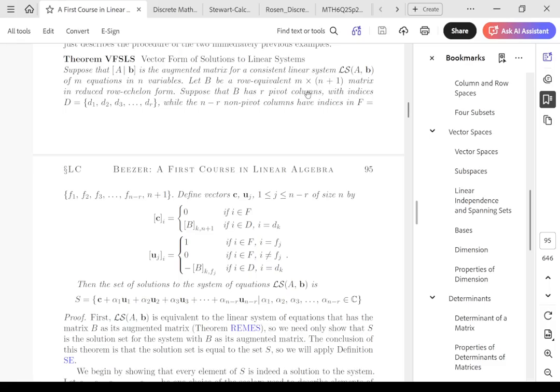Suppose that B has r pivot columns, and these are the indices, while the n minus r non-pivot columns have indices in F. And then we define the vector C and U sub j in the following manner. Now, you may want to look at this and it looks really complicated, right? But here's what you want to get from it. The C vector is the constant vector, so it's going to be 0 for sure if the subscript i is part of the free variables, right? Because those will be described using parameters.